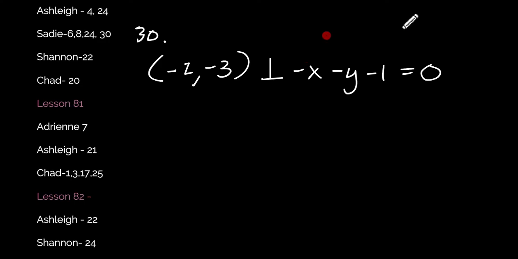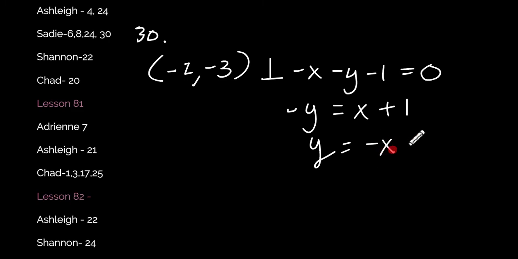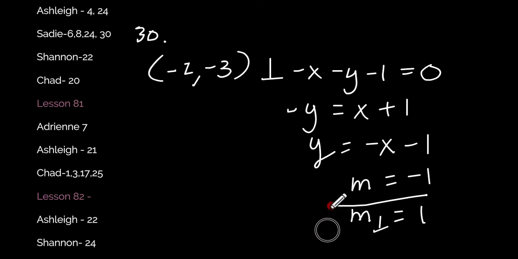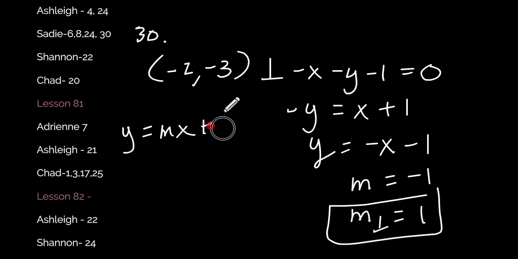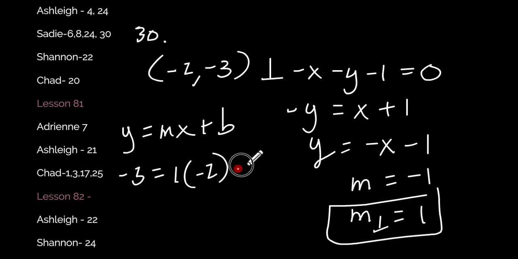So first you need to find the slope of the line that they give you by solving it for y. So we're going to get -y equals x plus 1, y equals -x minus 1. So the slope of this line is -1, the number before the x. So the perpendicular one is a negative reciprocal, but it's just a 1, so it's going to be just +1. So you find the slope, then you find the perpendicular slope, and then you take y equals mx plus b, and you put the -3 in for the y, the 1 in for the m, the -2 in for the x, and you find b.